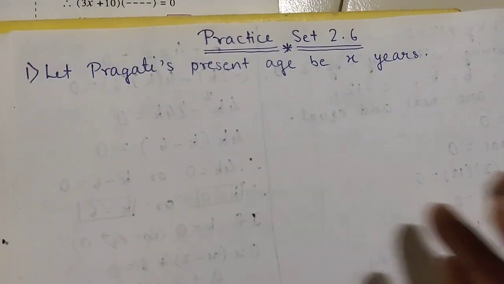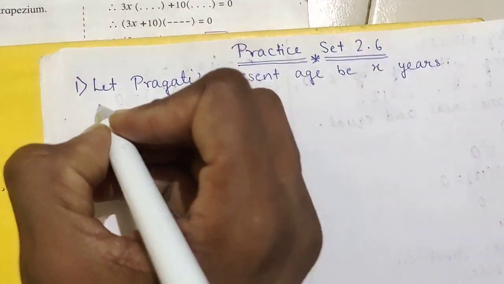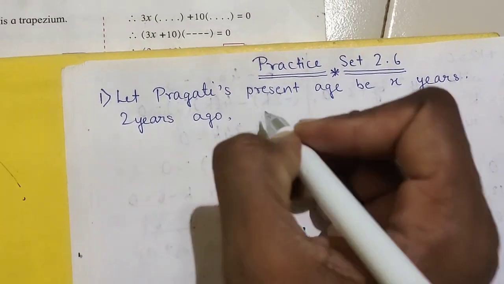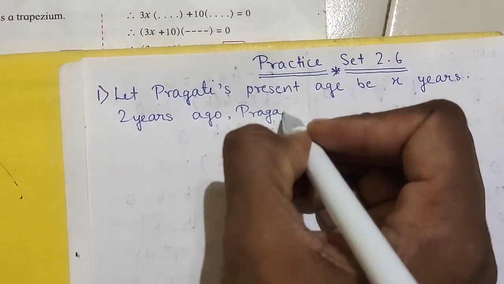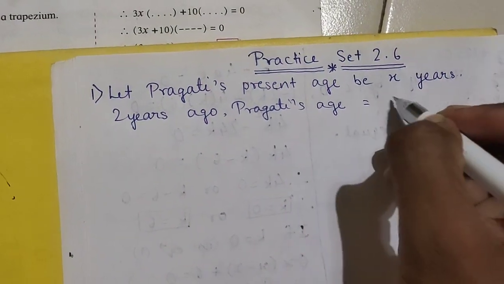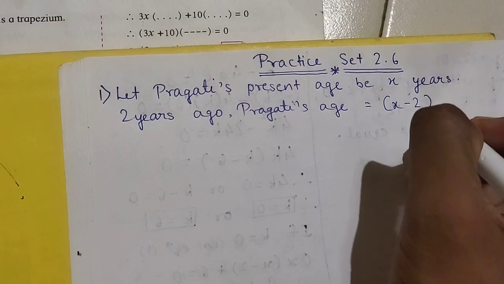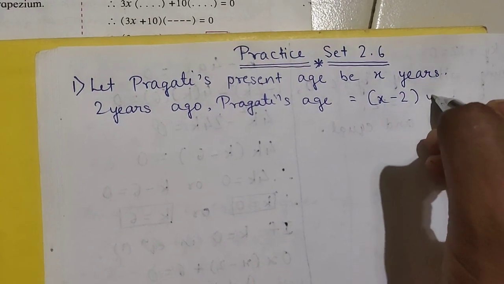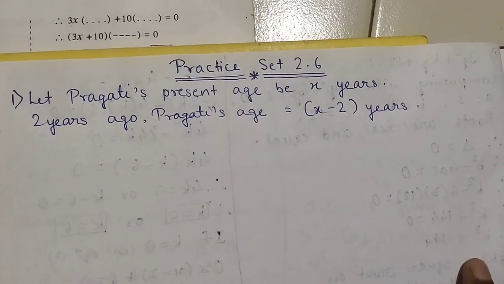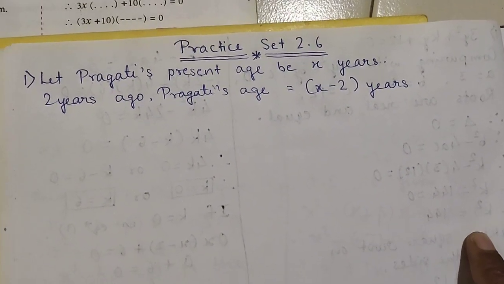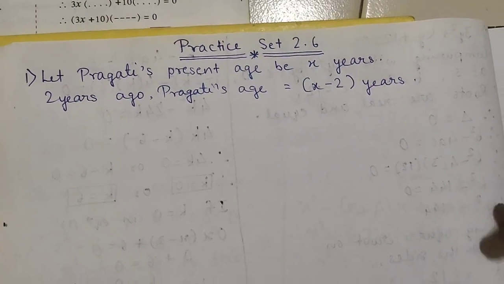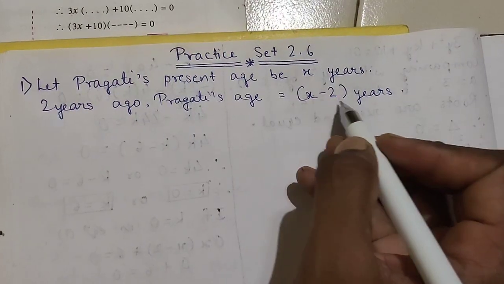Understood? Now 2 years ago Pragati's age. What will be Pragati's age 2 years ago? You have to go 2 years back, that is x minus 2. Understood now? If your age today is 14 years and you want to go 2 years back, you are going to subtract 2, so that you get 12 years. Okay, so that is why we have subtracted.